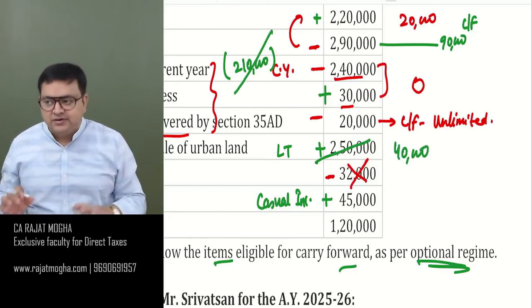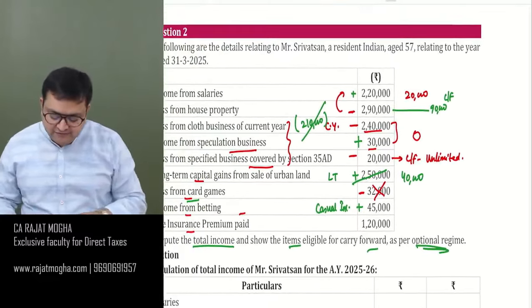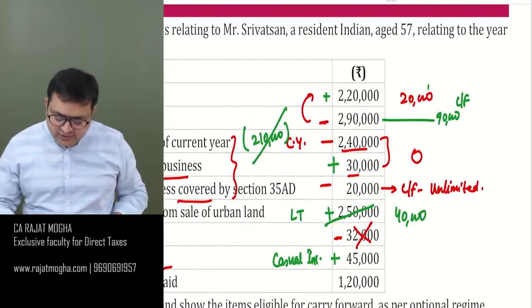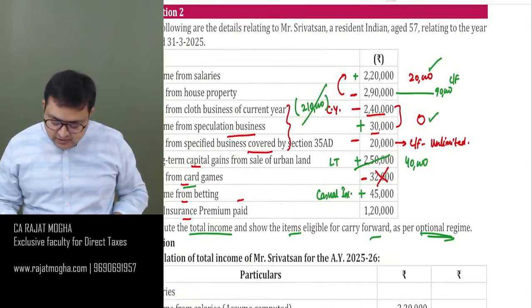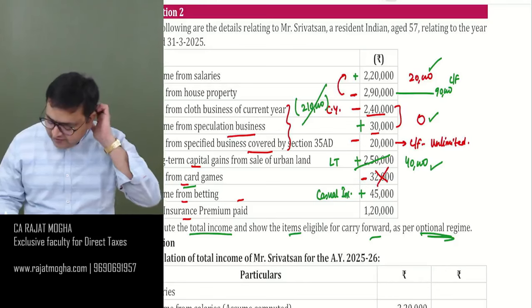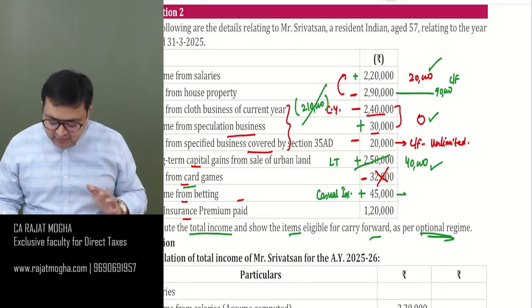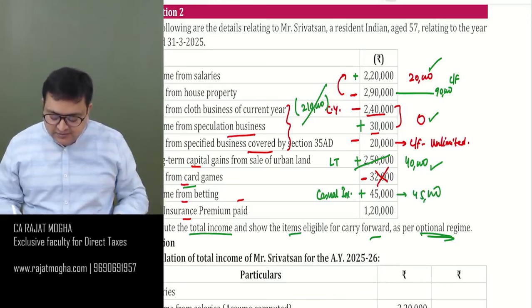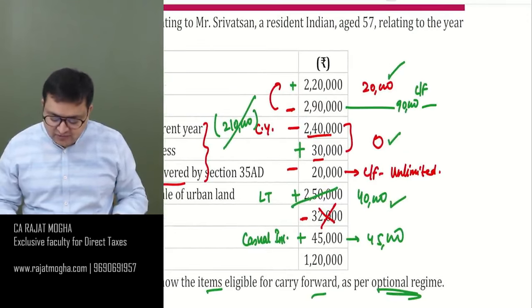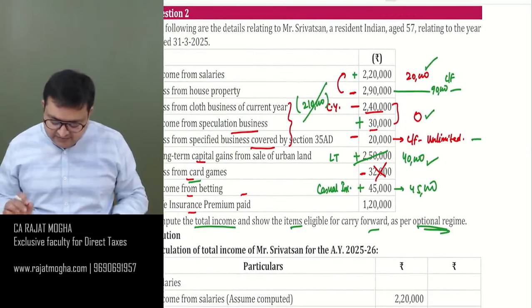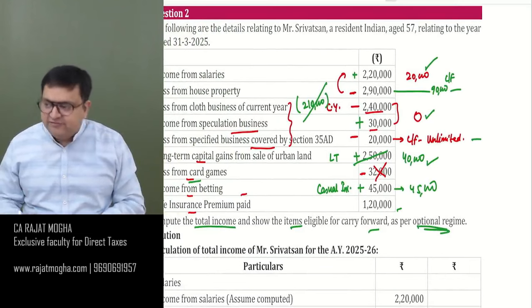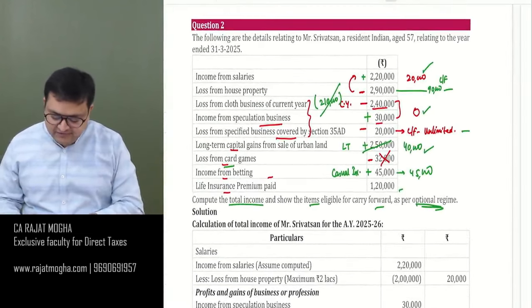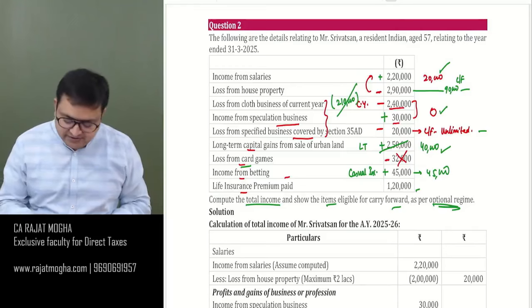Everybody understood? So now we are left with salary 20, PGBP 0, capital gain, that is long term, 40,000 rupees. That's it. And casual income also 45,000 rupees. And carry forward, we will be carrying forward this 90,000 house property, and 20,000 PGBP for specified businesses. That's it. And 120 is the life insurance paid. Everybody with me.